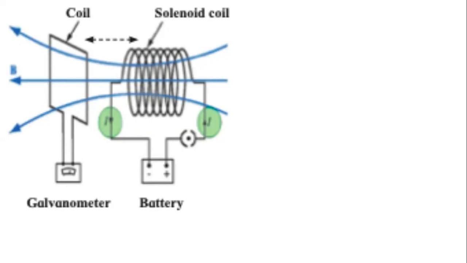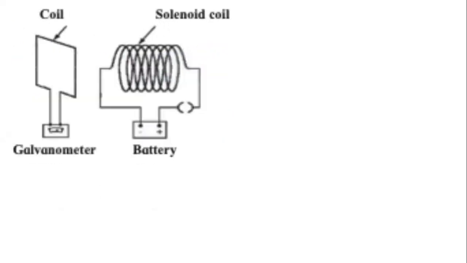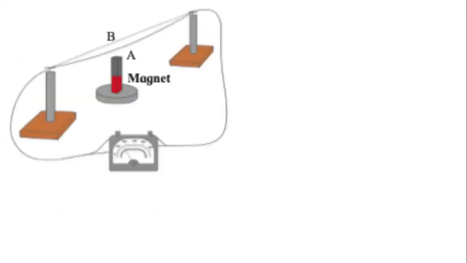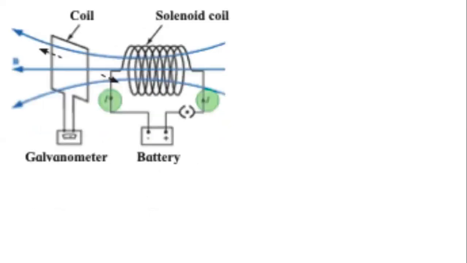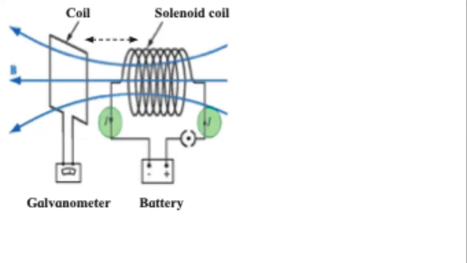The same experiments, 4 experiments. What are the 4? First one, moving the wire, moving the magnet. Second one, switching the solenoid circuit on and off. Third one, moving the coil in front of the solenoid coil. Fourth one, moving the coil such that sometimes it is nearer and sometimes it is further away from the solenoid coil. And in all these 4 cases, we saw electric current was produced.